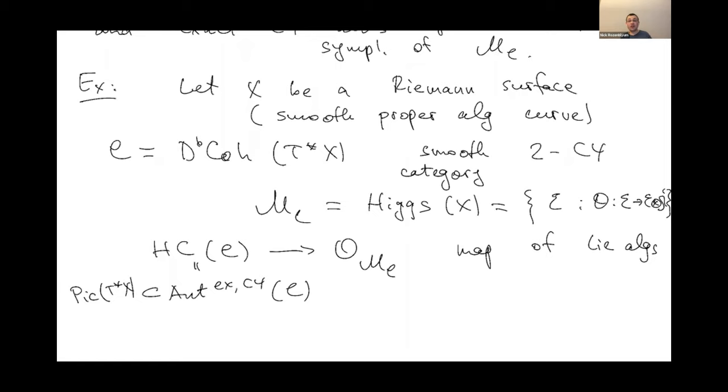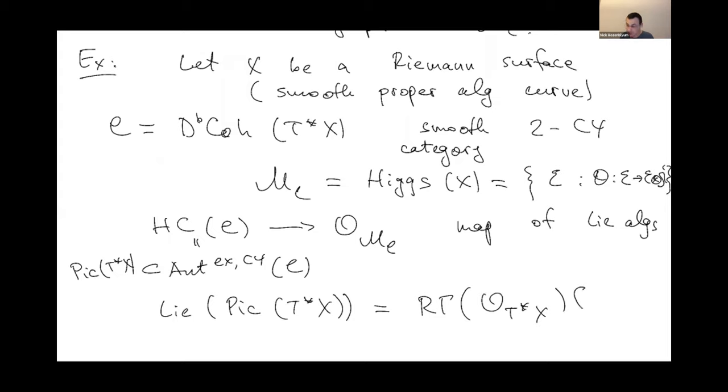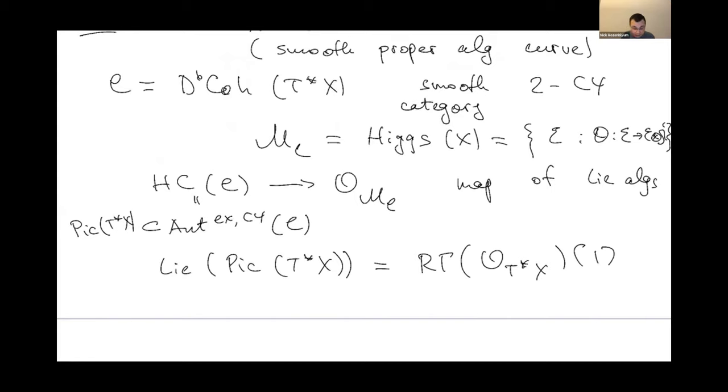So an automorphism of the category of sheaves, one automorphism is you can tensor by line bundles. One feature of tensoring by line bundles of the Picard group is that it's commutative. In particular, its Lie algebra is commutative, and the observation is that this Lie algebra of Picard, let me call it RΓ of T*X, is functions on T*X shifted by one. So the zeroth cohomology of this is exactly, by Serre duality, a sum over i greater than or equal to one of H^0 of X, ω_X tensor i.